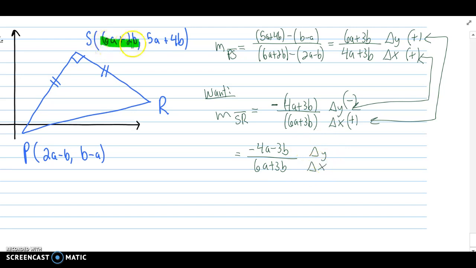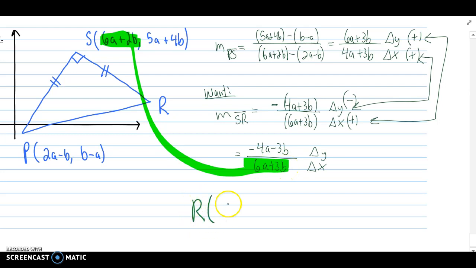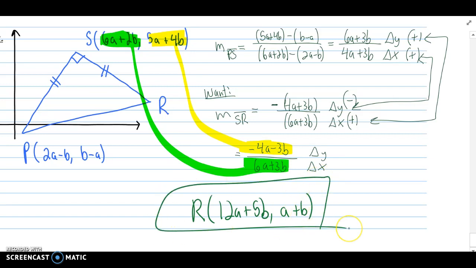Point S is starting with this x value, and it's changing by that x value. So if we add them together, we would get 12a plus 5b. Also, point S is starting with this y value. We're changing it by that y value. So if we add them together, we're going to get a plus b, and those are the coordinates for point R.